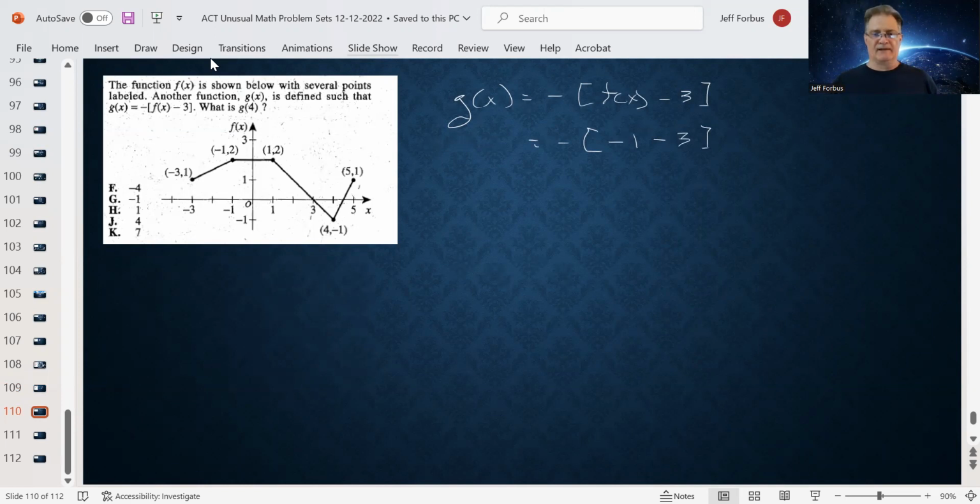Okay, negative 1 minus 3 is going to be negative 4. There's a negative outside here, so a negative times a negative is going to give you a positive 4. So now we know that the value that we're looking for is J, 4.